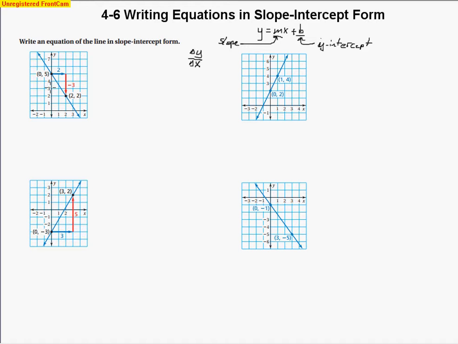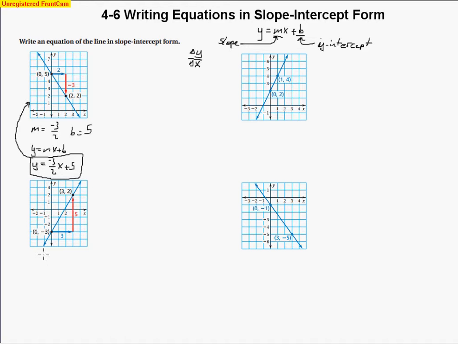So 1, 2, 3, they went down, and then they went to the right 1, 2 spaces. So I see that the slope of this line is -3 to 2. The y-intercept, well, that's where it crosses the y-axis. It shows it right here, 0, 5, and so that's 5. So if I wanted to write it in the slope-intercept form, which goes y equals mx plus b, I just have to substitute those values of the slope and the y-intercept into the equation. So y equals -3/2 x plus 5. That is the equation for this line.